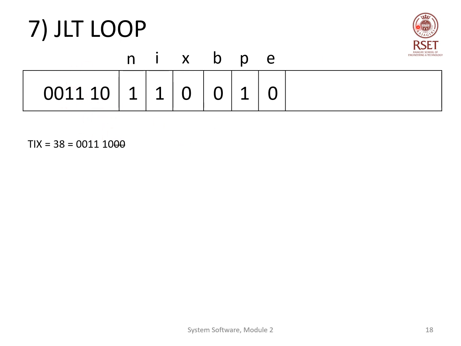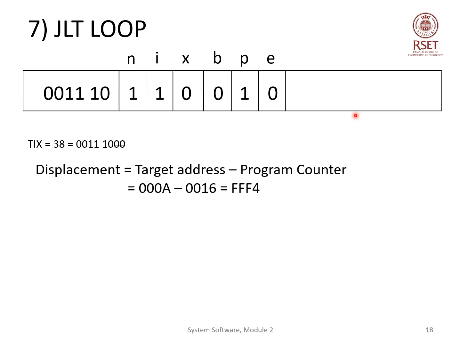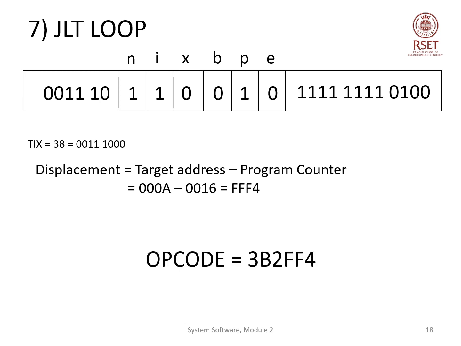Now we have to find a displacement for the last column. So displacement is given by target address minus program counter. Here the program counter is greater than the target address. That is why you get FF here. If you look into the calculator, you can see a set of F followed by 4. So you can ignore the F. The F just means that it is a negative number. The value is actually minus 12. So you can write FF4 in the displacement column. So that makes the opcode 3B2FF4.